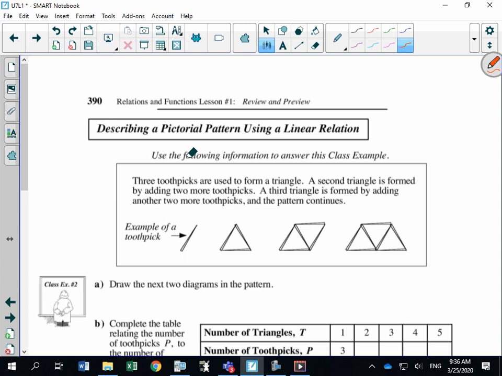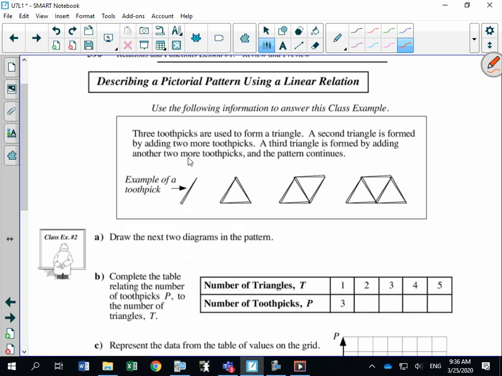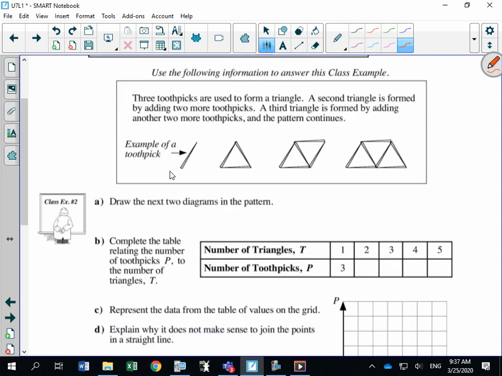Class example 2. Okay, so what they're doing is they're creating a pictorial pattern using something called a linear relation. And I'll talk about what a linear relation is a bit later. But what I have up here is number of triangles. So I'm going to say I've got one triangle and it's made with 3 toothpicks.